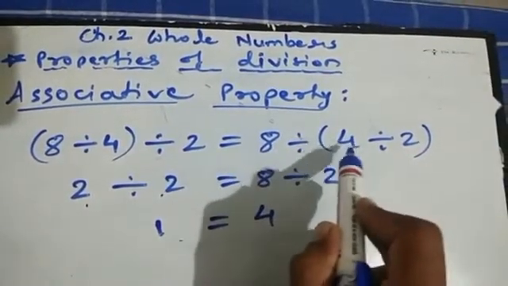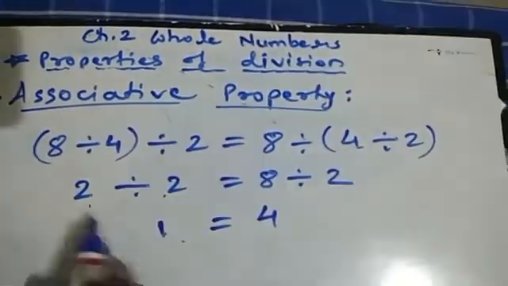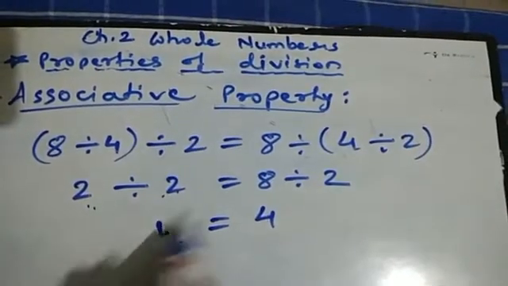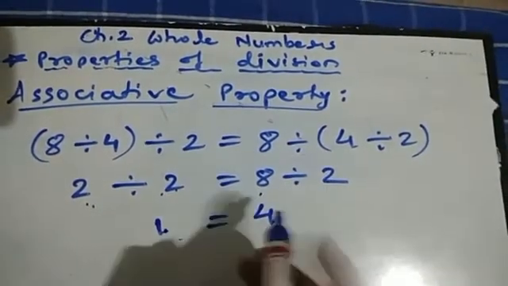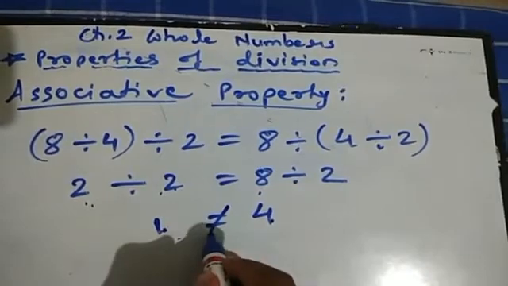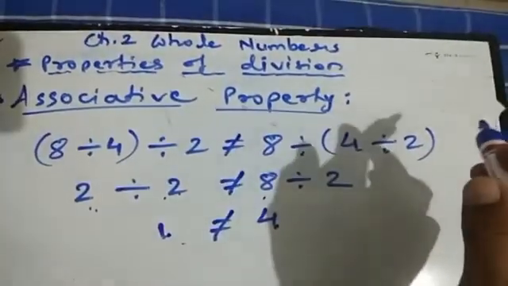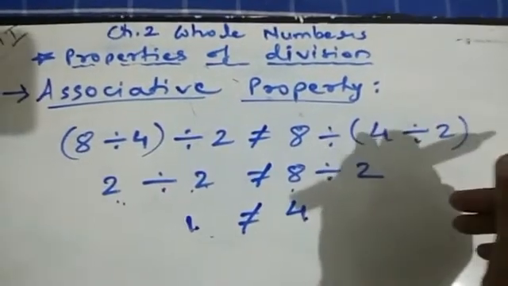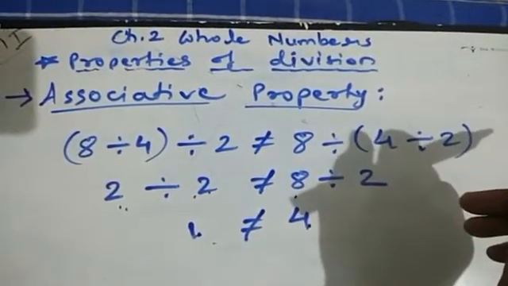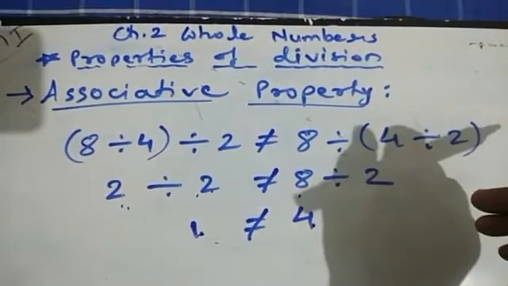Now in the bracket, 4 divided by 2 is what? 2. Now see here, 2 divided by 2 is what? 1, and here 8 divided by 2 is what? 4. And we know very well that 1 is not equal to 4, and that is why changing groups is not allowed in division, and that is why division of whole numbers is not associative.